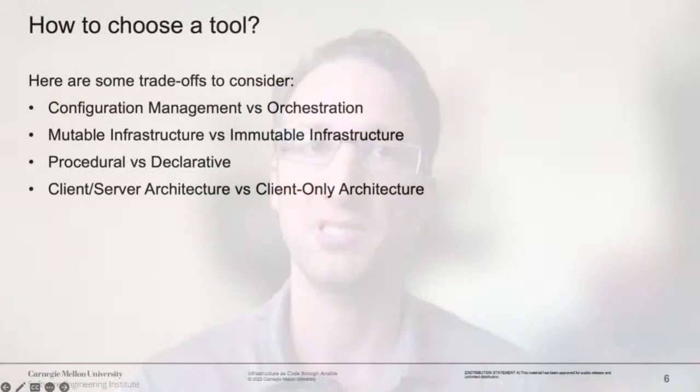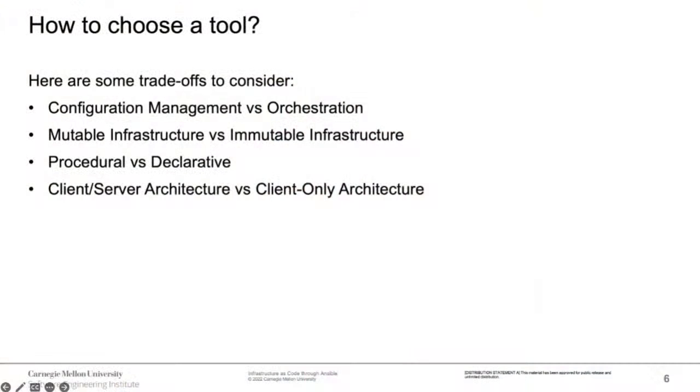So in order to help alleviate the choice of a tool, we can look at what the tools are designed for and the trade-offs that we have to consider. For example, tools are broken up into a number of different categories. These are some of the major ones that you should consider when you're choosing a tool. Things like configuration management versus orchestration or provisioning, mutable infrastructure versus immutable infrastructure, procedural versus declarative, and client-server or master agent architecture versus client-only or master-only architecture.